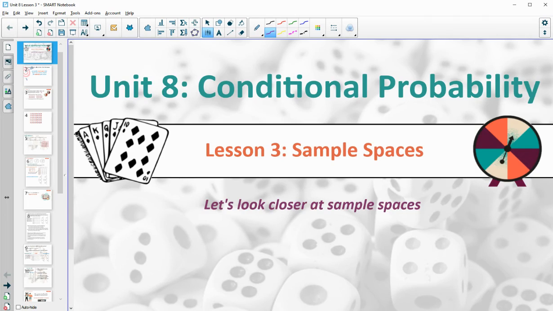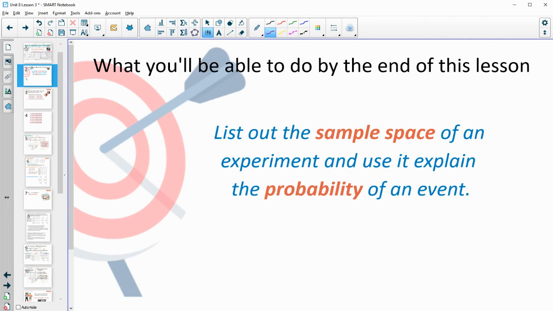In this video, we are going to take a look at Unit 8, Lesson 3, which is about sample spaces. By the end of this video, you will be able to list out a sample space of an experiment and then use it to explain the probability of an event.